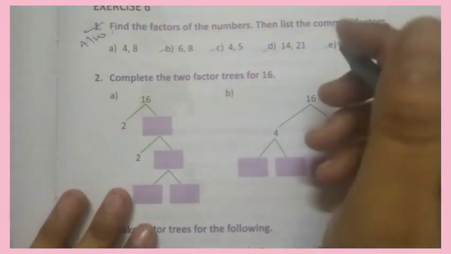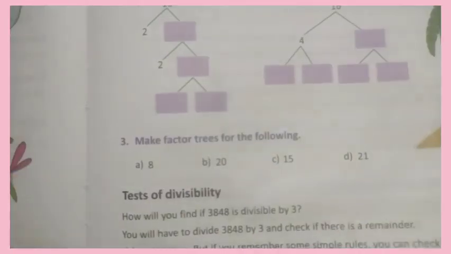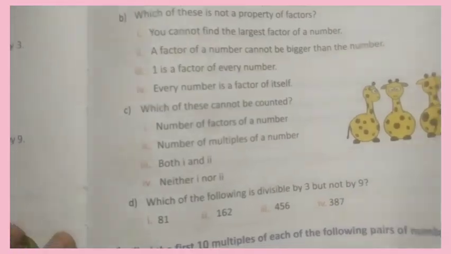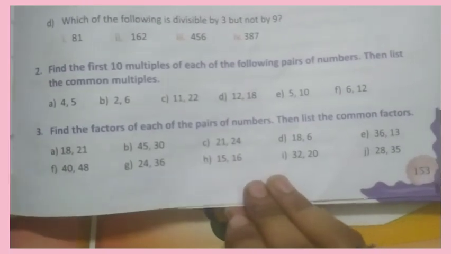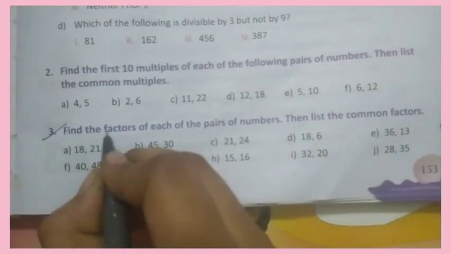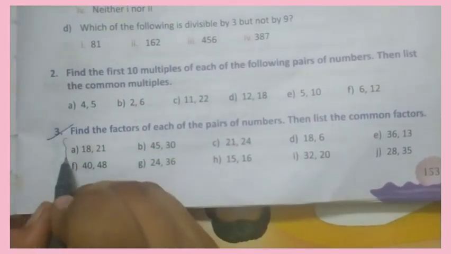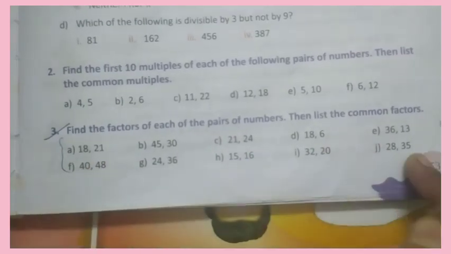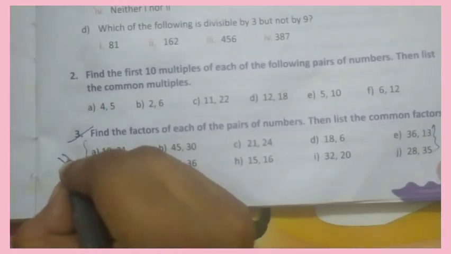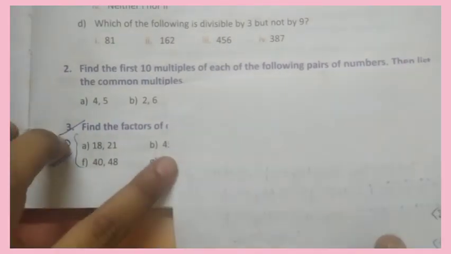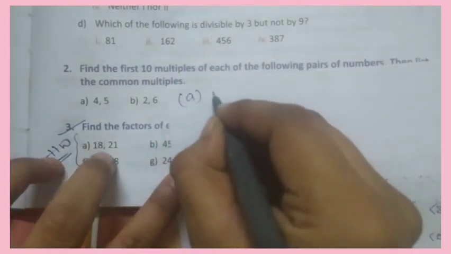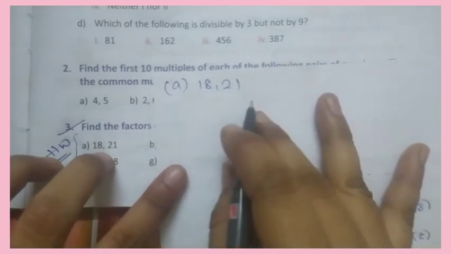After writing this first bit, here in textbook page number 153, the third bit is there. Do this also as homework. In the same way, third bit. I will explain the A answer. 18 and 21 are given.